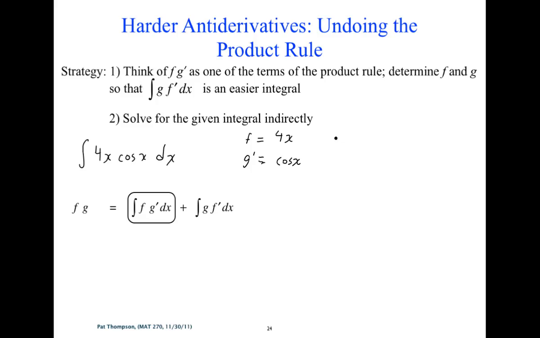And so then what do we need? We're going to need f prime eventually, right? And we're going to need g. So what is f prime? Derivative of 4x, 4. And this is g prime. What is g? That's the antiderivative, right? Sine x.